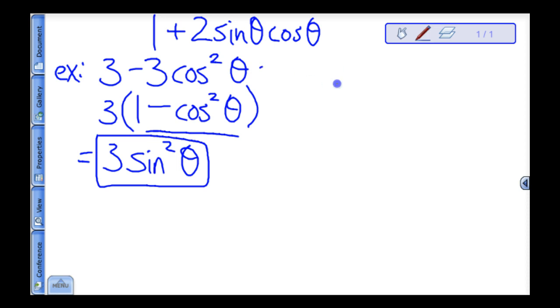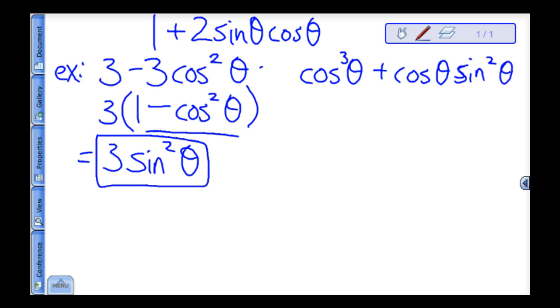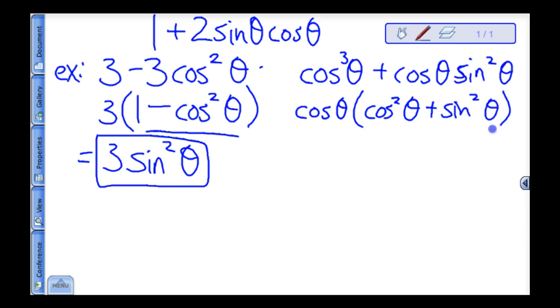I can also factor out bits of trig. If I have cosine cubed theta plus cosine theta sine squared theta, then the common term here is not a number like 3, it's actually a cosine theta. So I can take out the cosine theta, and then I get cosine squared theta plus sine squared theta. And there I have my identity again, because that's equal to 1. So that's 1, and 1 times cosine theta is simply just cosine theta.